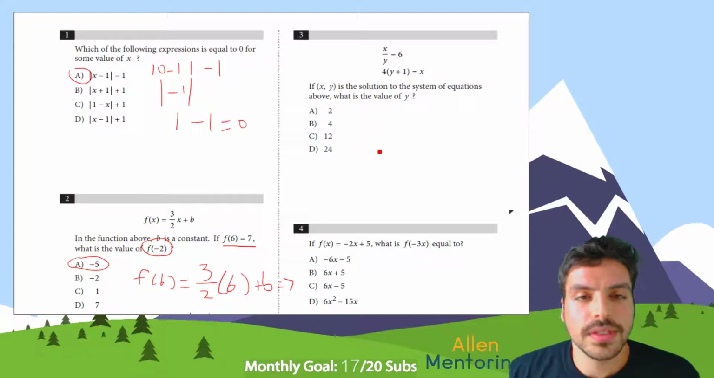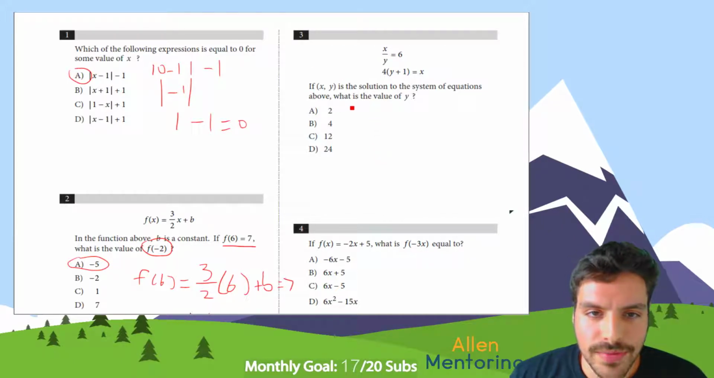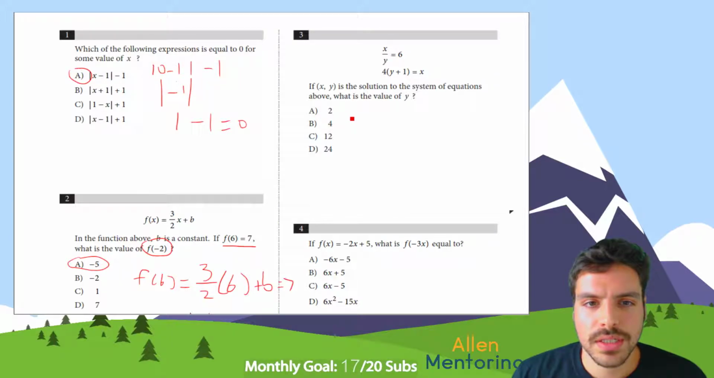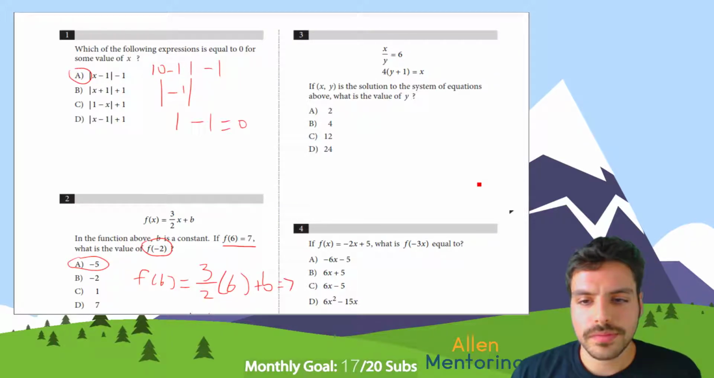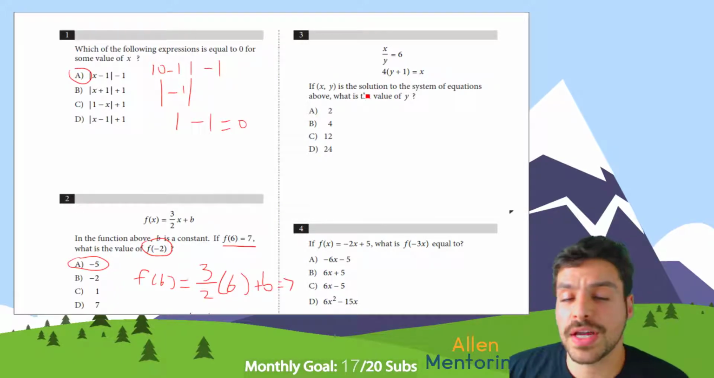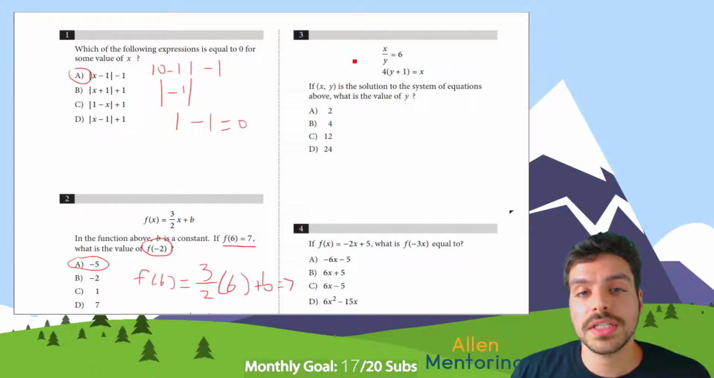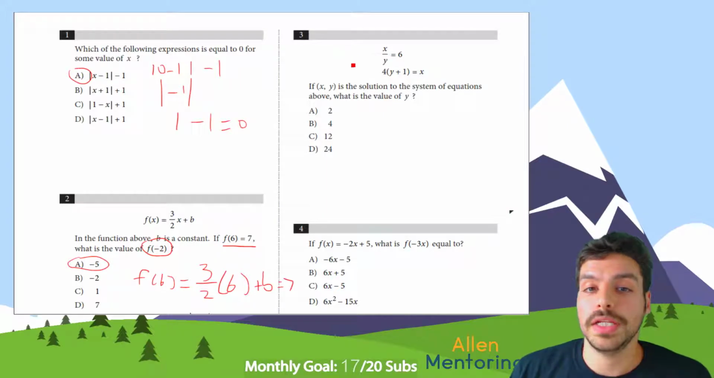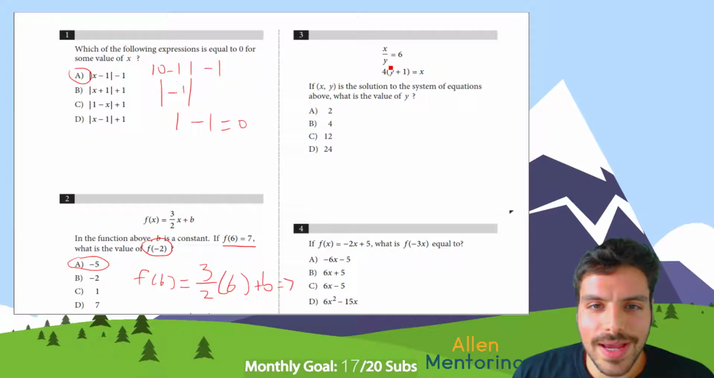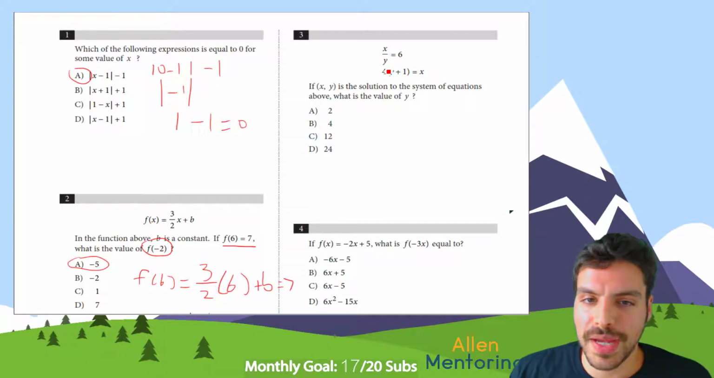All right. So number 3: x over y is equal to 6, and 4 times y plus 1 is equal to x. If (x, y) is the solution to the system of equations above, what is the value of y? So how are we going to solve this? Well, as we've discussed in the past 3 practice tests, there are pretty much 2 ways to solve a system of equations: either substitution or elimination. In this case, it seems pretty hard to eliminate. They're pretty different equations, so it seems to me that substitution might be the smartest bet.